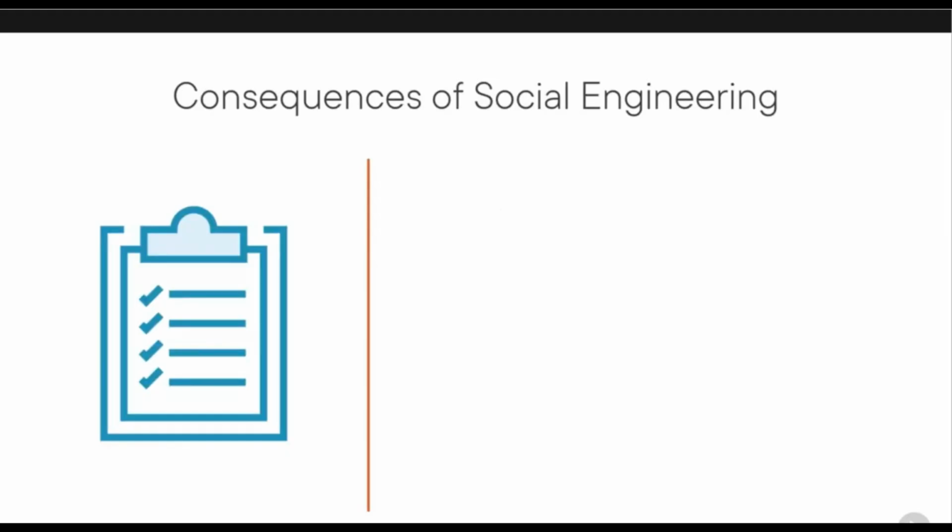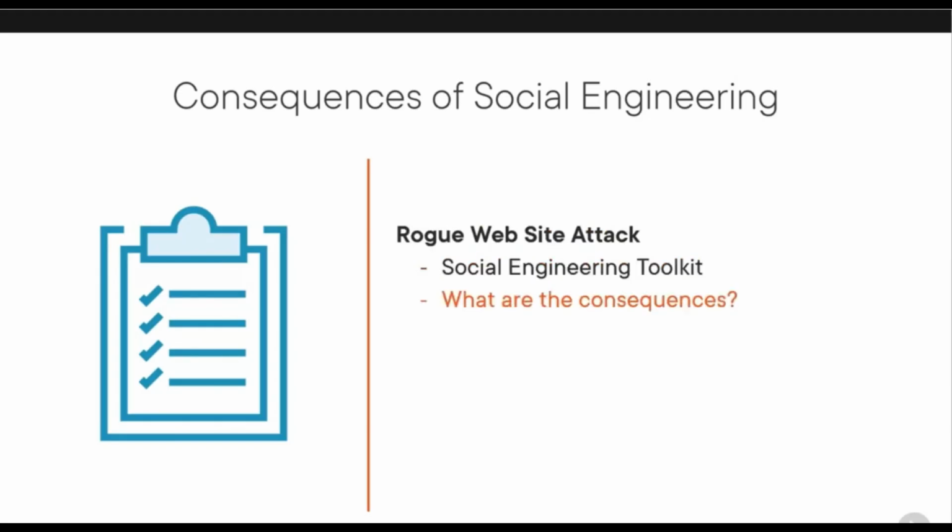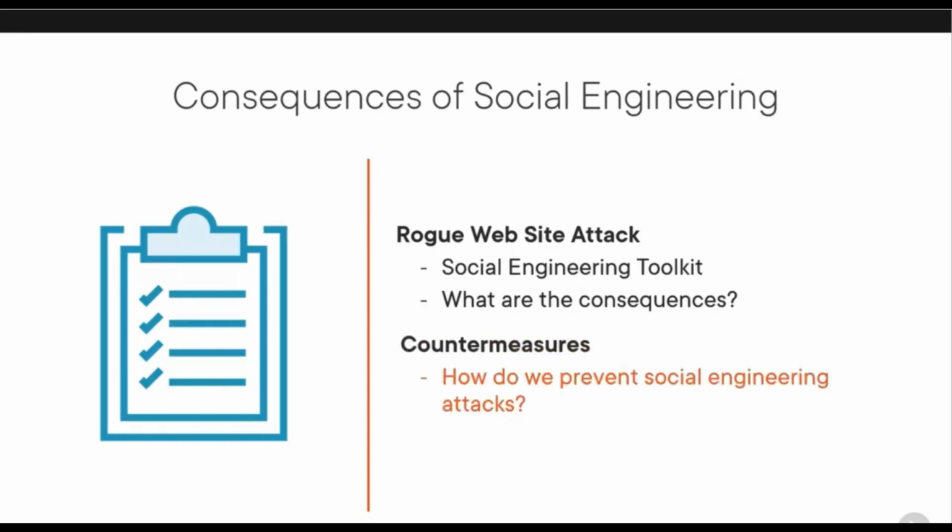Today, we're going to dive a bit deeper into social engineering. First, we'll look at rogue websites and work with a tool called the Social Engineering Toolkit to create and host our rogue application. Next, we look at consequences of these types of attacks on our lives at work and at home. We'll look at identity theft and insider threats. Next, we'll look at different ways in which we can prevent these types of attacks. Specifically, we'll look at physical and digital protection techniques.